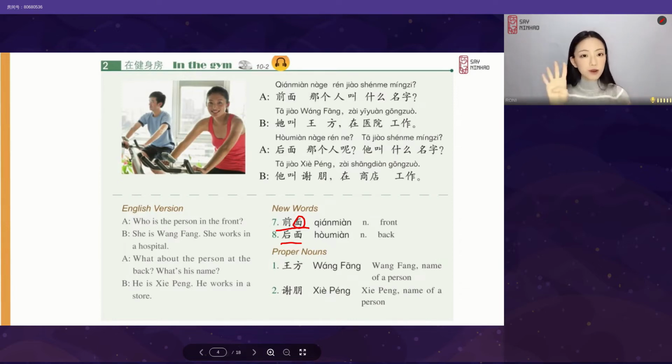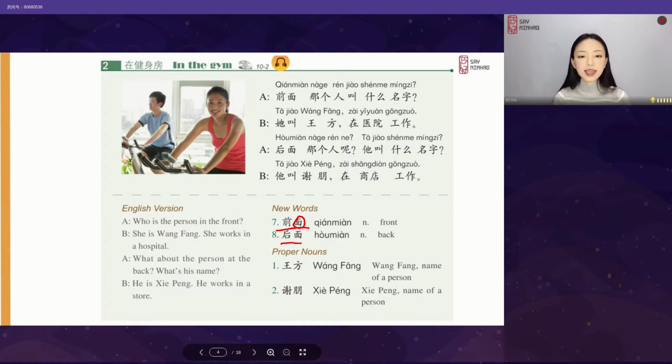So we've learned 4 words about spaces. One, 上面, one, 下面, another one, 前面, another one, 后面. Okay, try to read with me. 上面、下面、前面、后面. Okay, very good. So try to make some sentences.